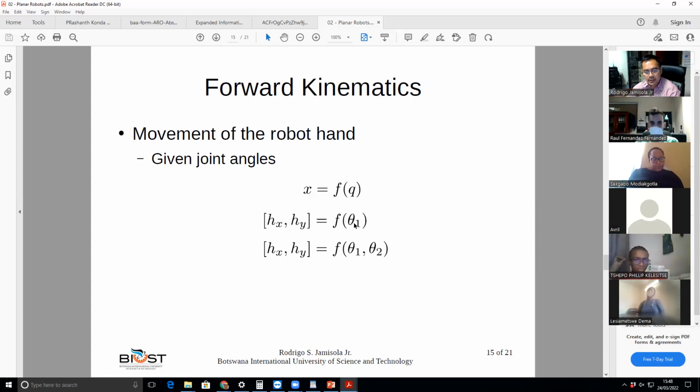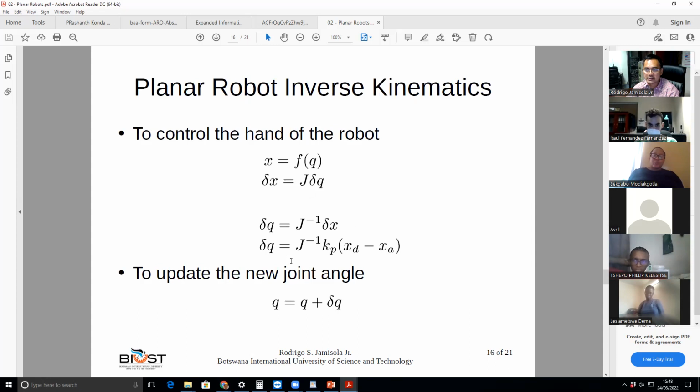I already mentioned theta 1 and the hand movement hx and hy, and that is for a single joint. For two joints, joint 1 and joint 2, theta 1 and theta 2, there is also the hand movement hx and hy.